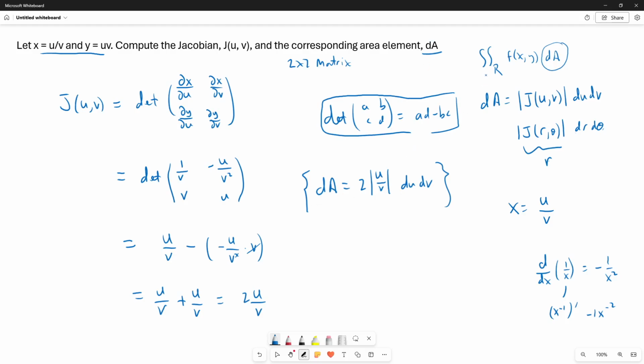So if we were doing a double integral of a function of x and y, and we wanted to change the variables x and y to these variables u and v using this transformation, then dA would turn into 2 times the absolute value of the ratio u over v times du dv.